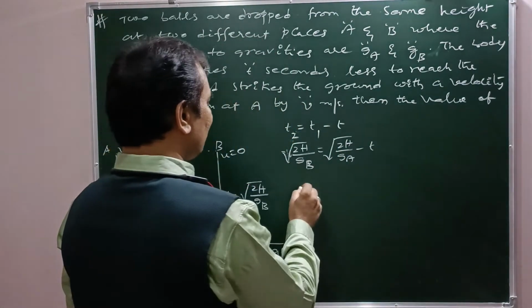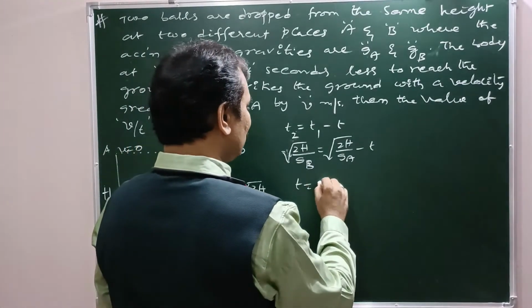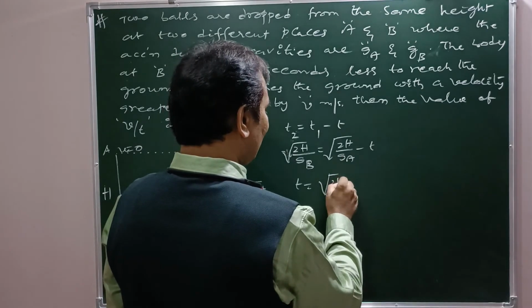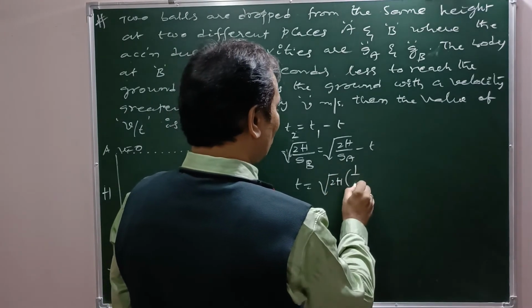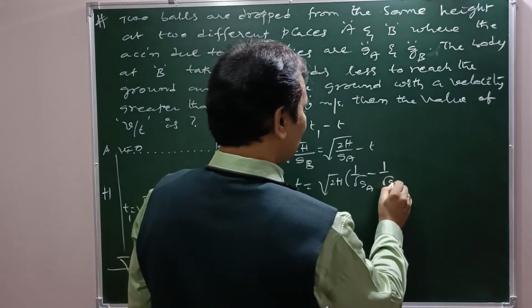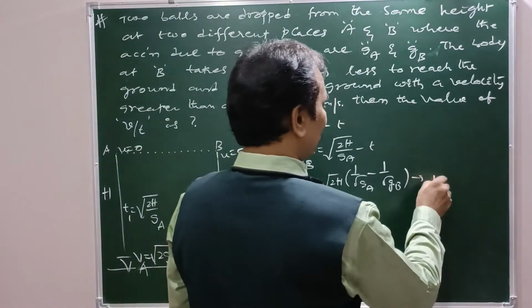Now what is T? T equal to T. Carry this T to the LHS. That is root 2h is common here, so 1 by root Ga minus 1 by root Gb, 1 by root G, right? Right. This is number 1.